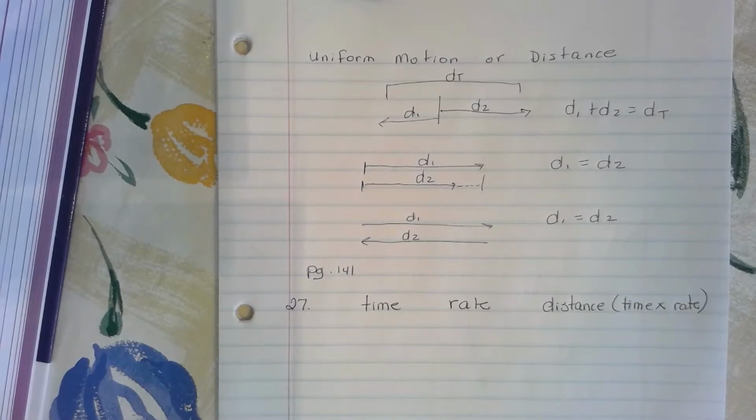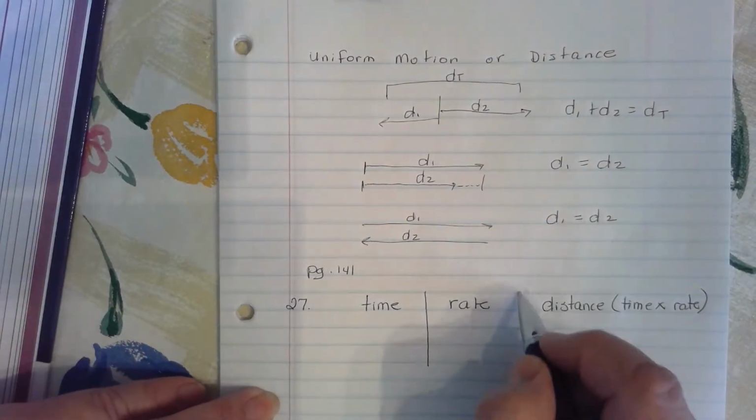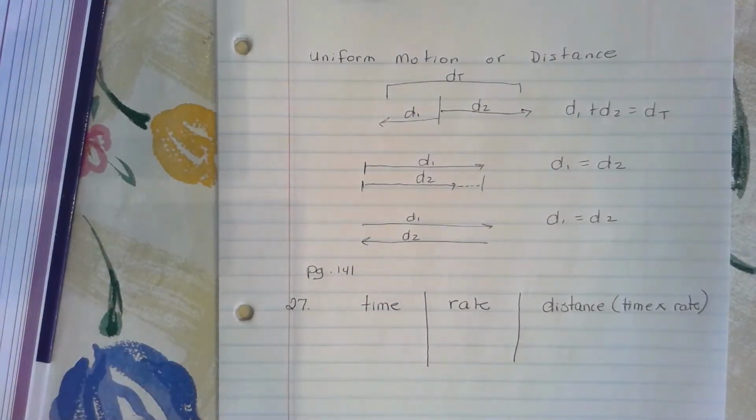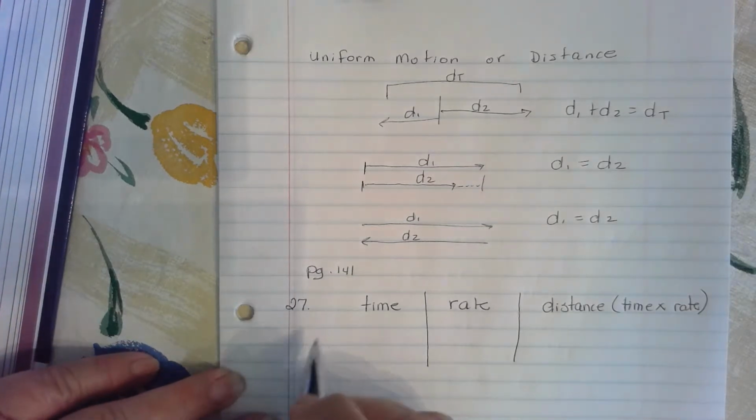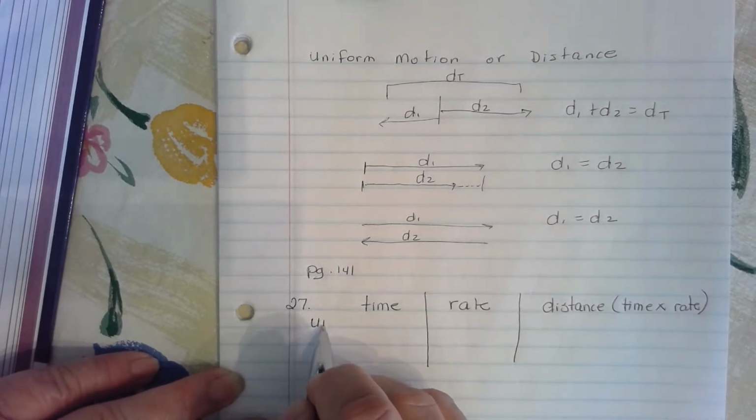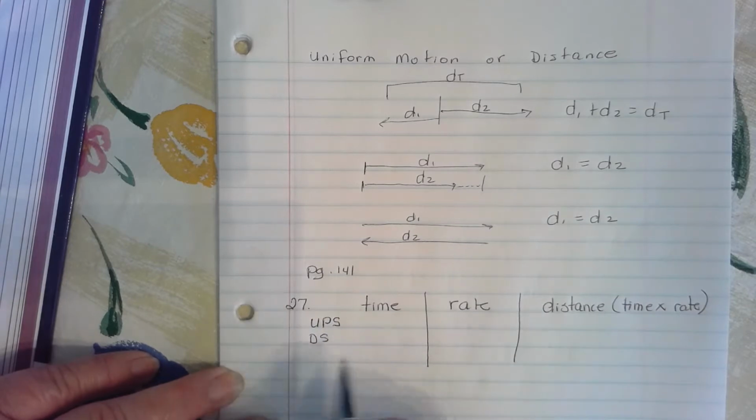Just like with the mixture problems, a little chart helps us organize our information. And in problem number 27, we're talking about a boat going up and down the river. So it talks about the boat going upstream and then coming back downstream. Upstream, downstream.